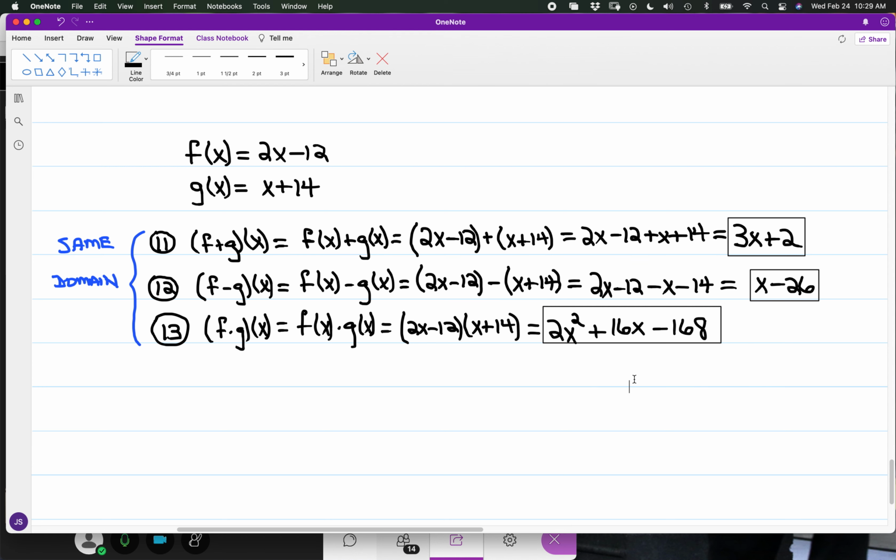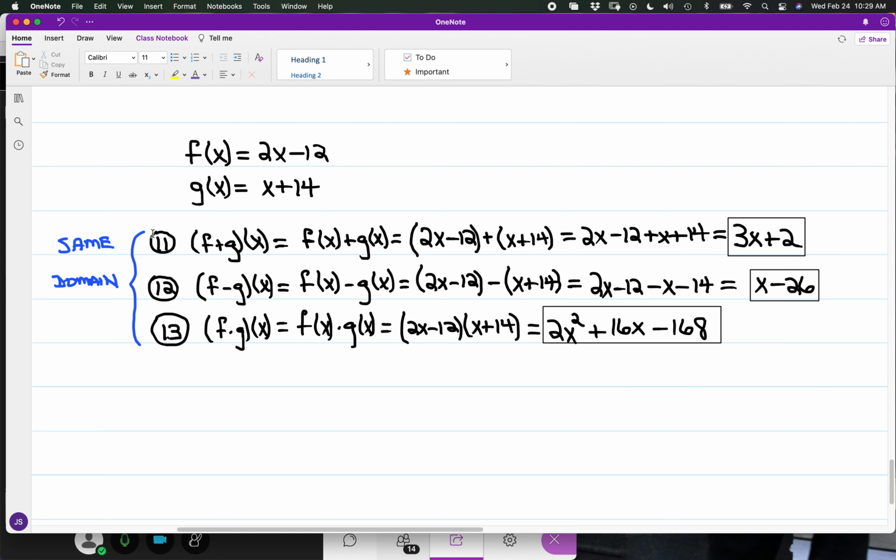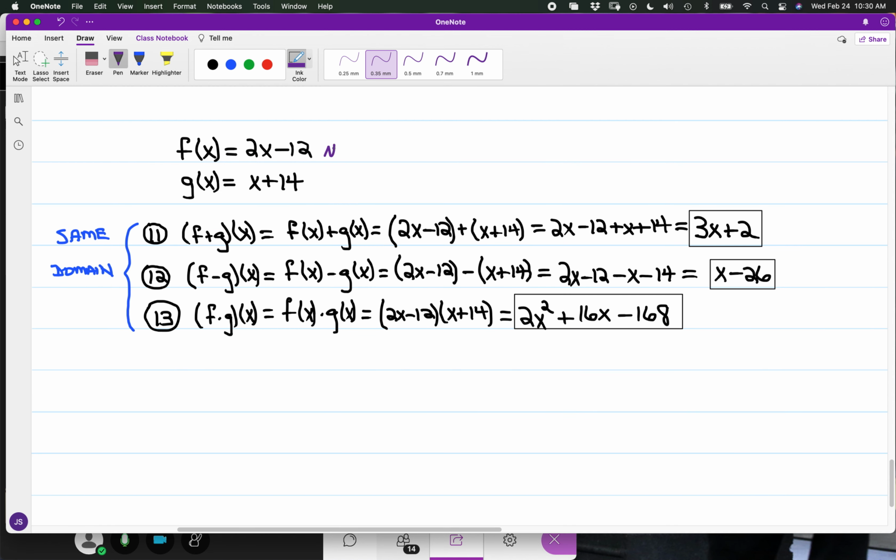Okay. And again, regarding the domain, the sum, difference, and product functions will have the same domain, and the domain will be formed by combining the restrictions, if any, of the individual functions involved. And the individual functions we have are f of x and g of x. And since both f of x and g of x are just expressions that do not have a fraction or an even root radical or anything else that might create a restriction, we have no restriction for both of these.